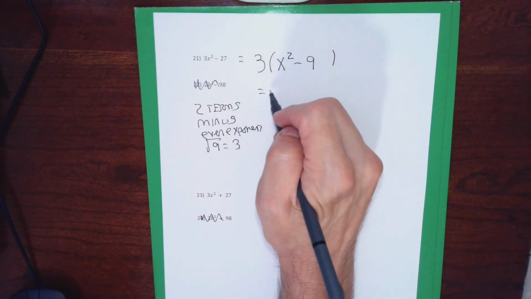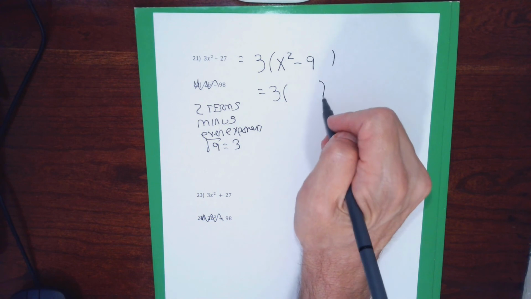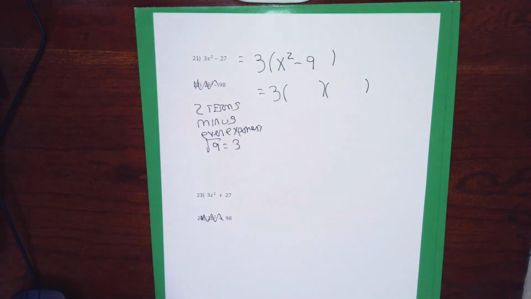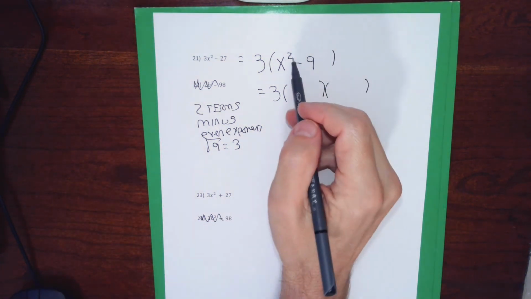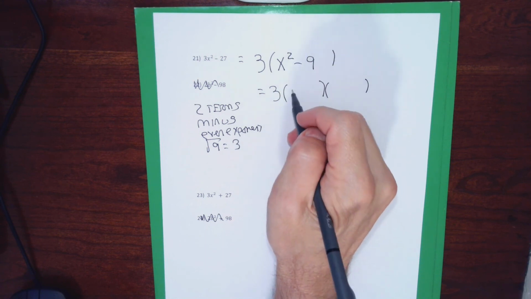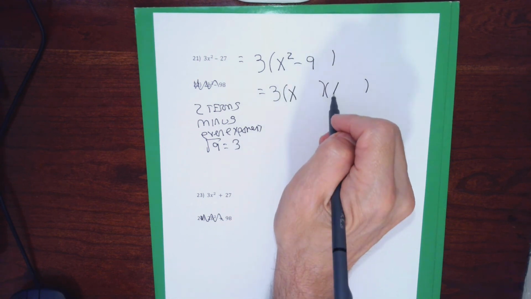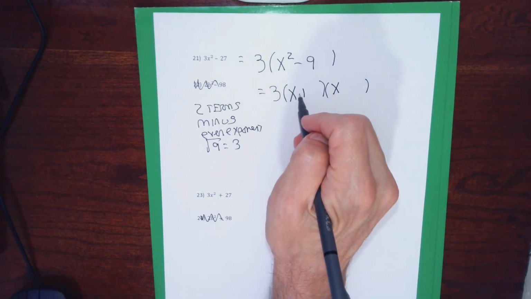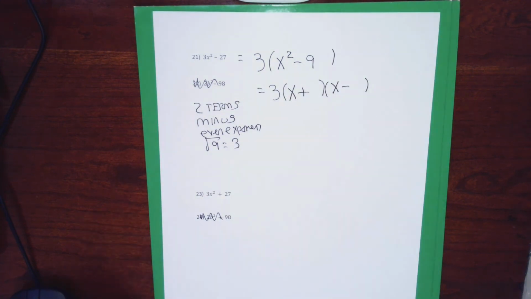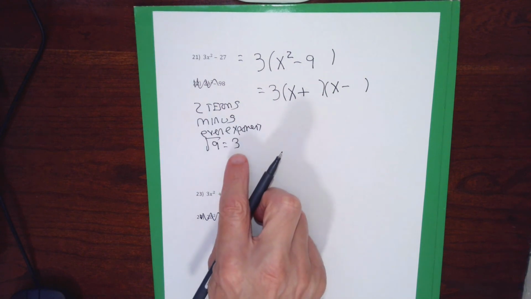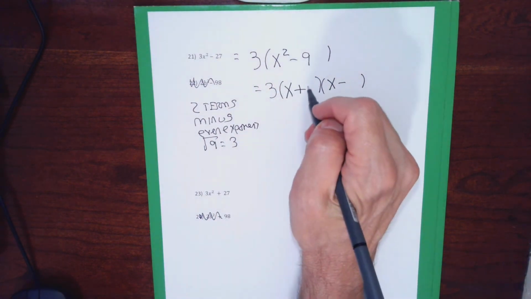So I'm going to break the x squared minus 9 into 2 parentheses. I'm going to divide the exponent of 2 on the x by 2 and get x to the first. Split that evenly up into the first positions. Then put a plus sign in one parentheses and a minus in the other. And after the signs, the square root of 9 goes, which is 3.